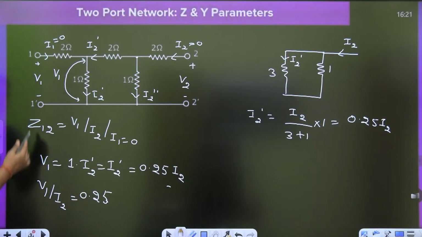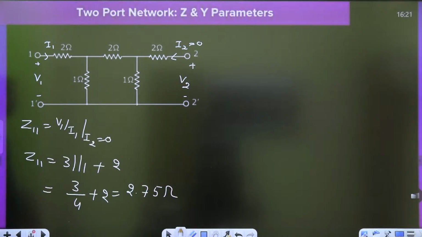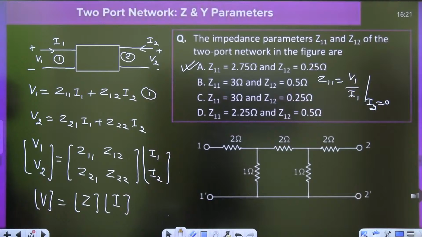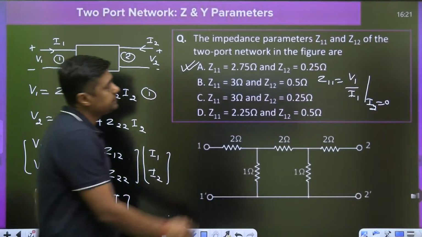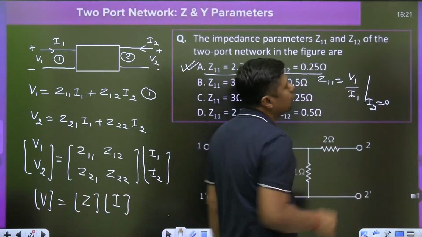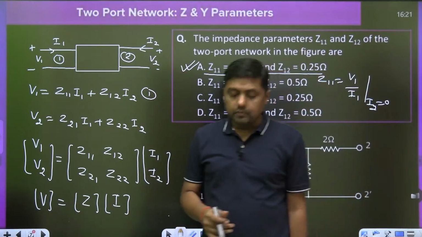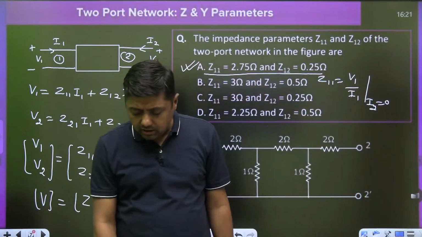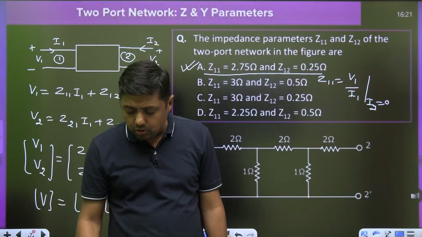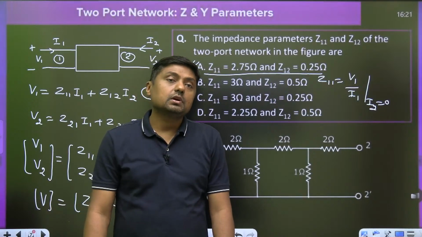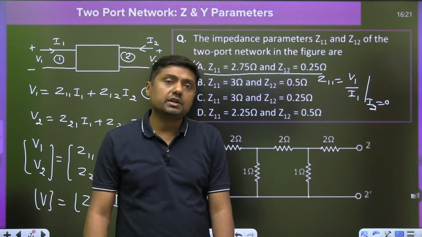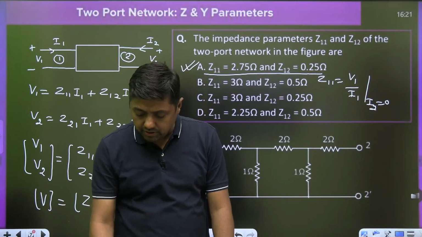That is the value of Z12. So which answer is correct? Yes, Z12 is 0.25. So first of all get the definition and then you have to apply simple logic with condition. Simple logic with what? Condition. So in this way you can get the answer.